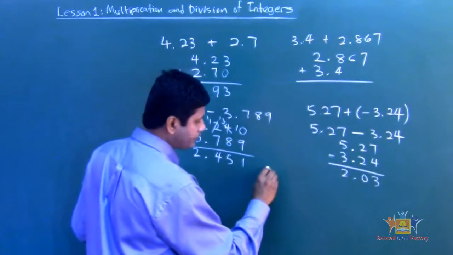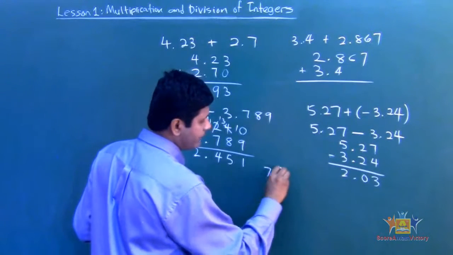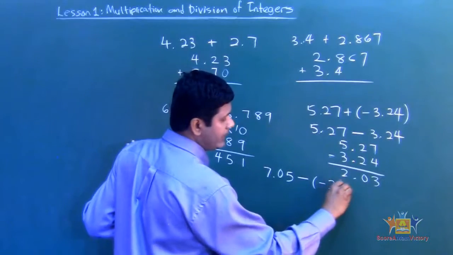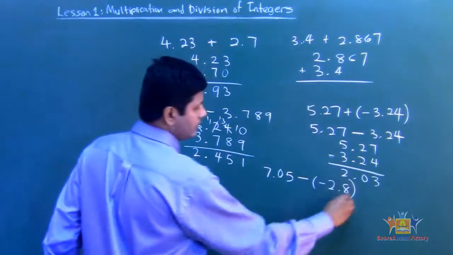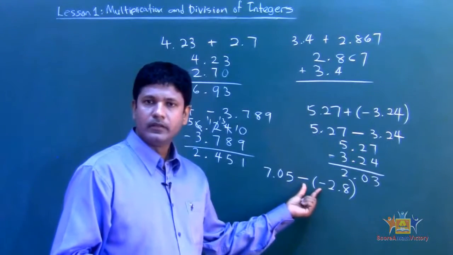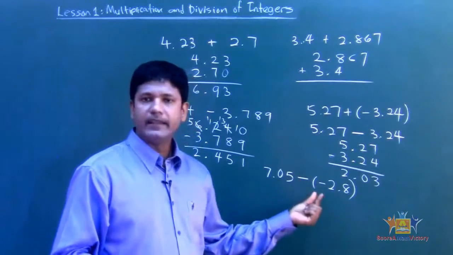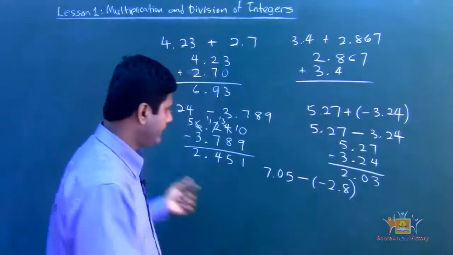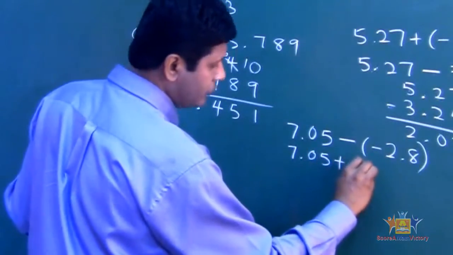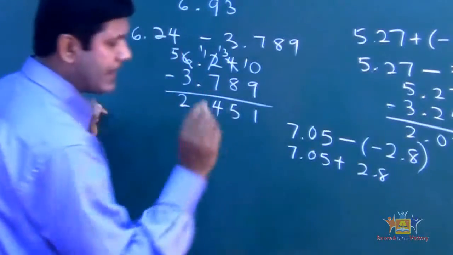Okay, let's say I give you another one. Let's say I have 7.05 minus negative 2.8. So what's my first step? Combine the signs. Negative negative makes it positive. So it becomes 7.05 plus 2.8. Now I line them up.